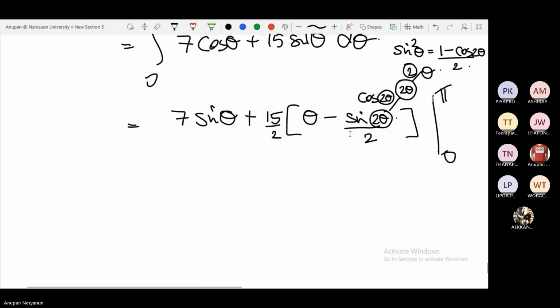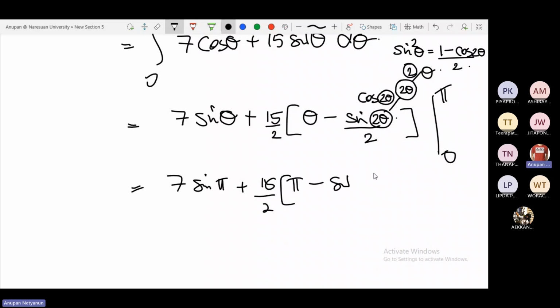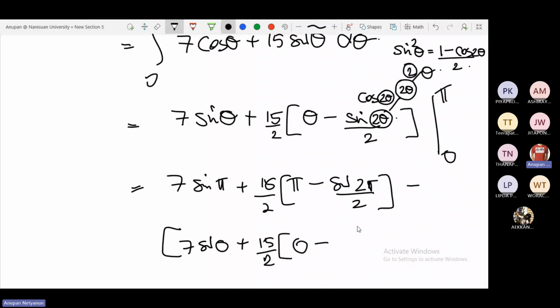Okay. So what you need to do is plug in pi first. Plug in pi for theta. And then minus plug in 0. 7 sine 0 plus 15 over 2 times 0 minus sine 2 times 0, which is 0, over 2.